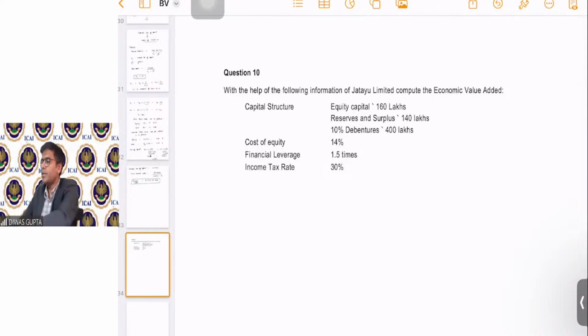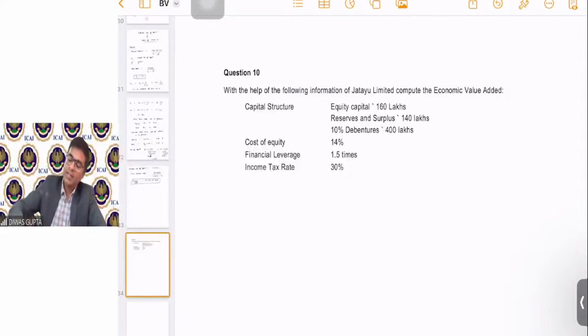Just a second, students. Perfect. So with the help of the following information of Jatayu Limited, compute the economic value added. They are asking us to calculate the EVA. Capital structure is they have an equity capital of 160 lakhs. They have reserves and surplus of 140 lakhs.